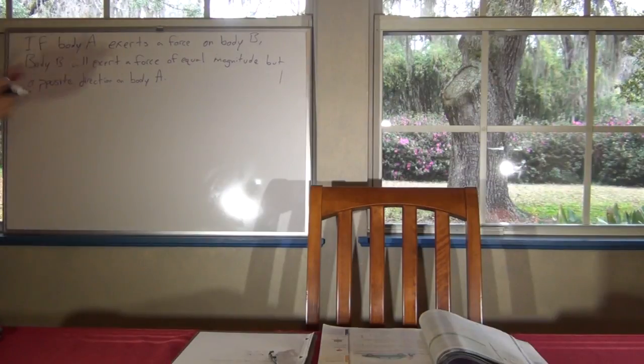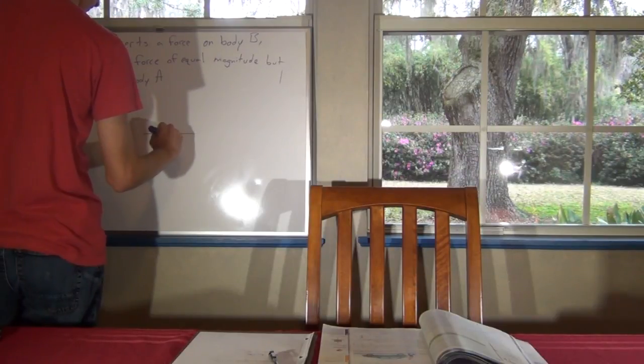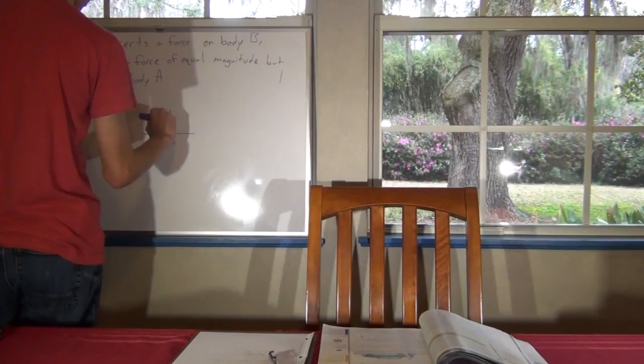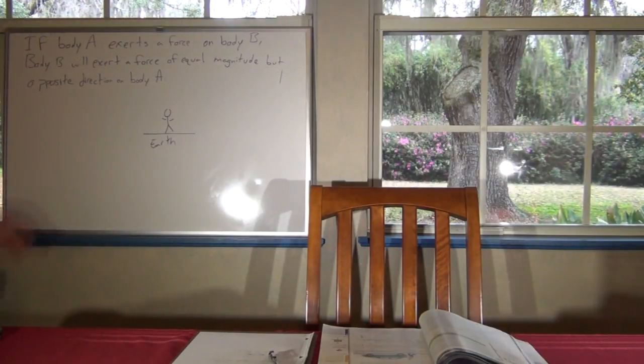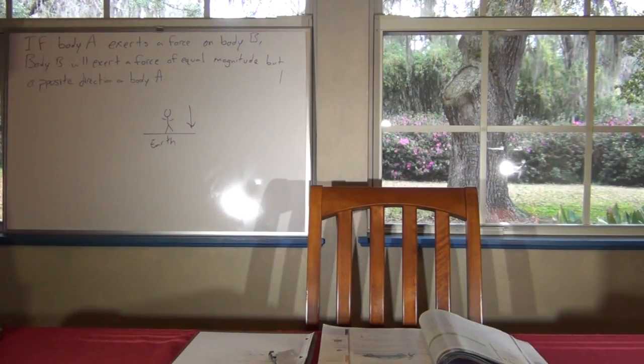And what's an example of that? A really simple example is the Earth. Hey, look, it's the Earth. And a person. Look, it's a little stick figure person. Well, the Earth is always exerting a force on you. It's called the force of gravity. Force of gravity going down.